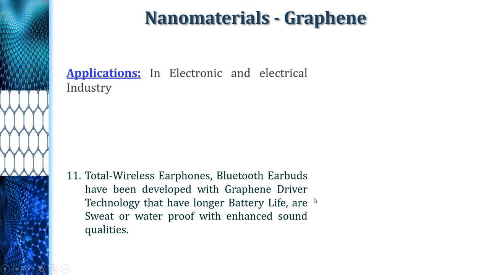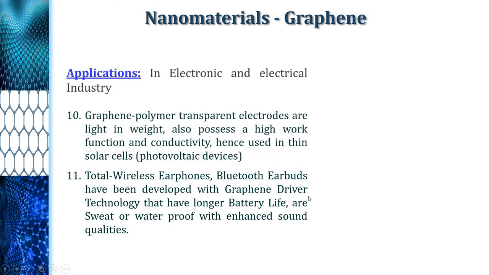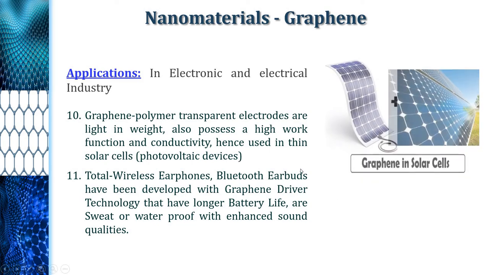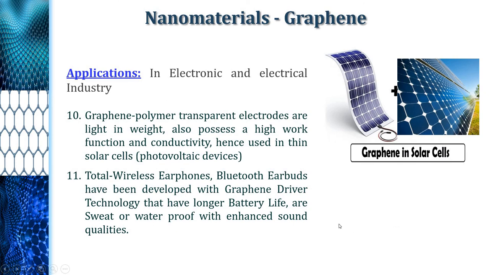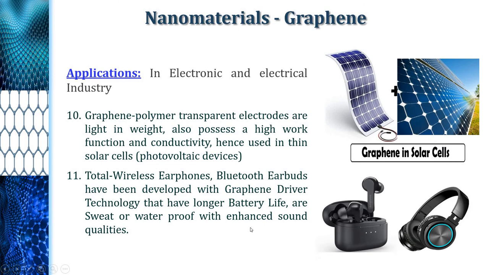Then in the electronic industry, we will discuss some other applications. Graphene polymer transparent electrodes are light in weight and better conducting. Therefore they are used in solar cells. Graphene solar cells are made use of nowadays. Wireless earphones and Bluetooth earbuds are developed with graphene driver technology that have longer battery life.